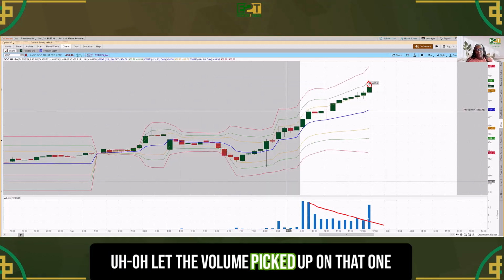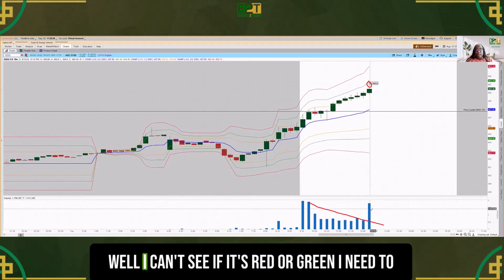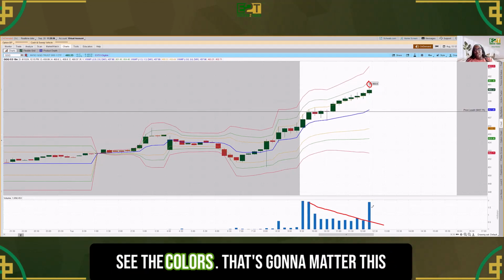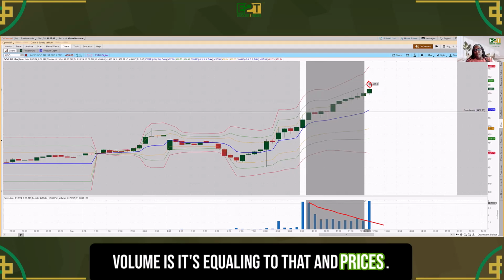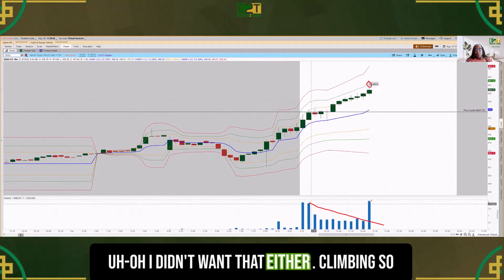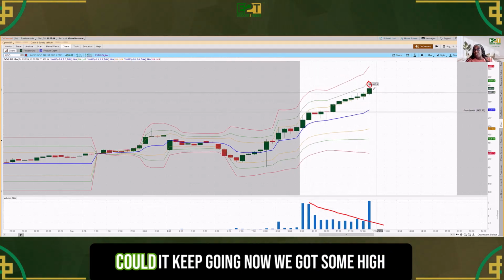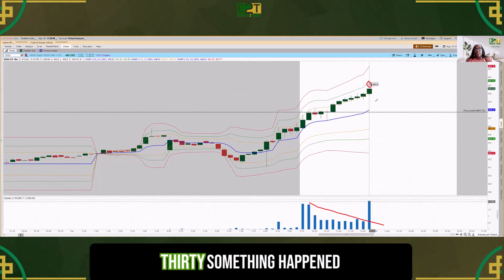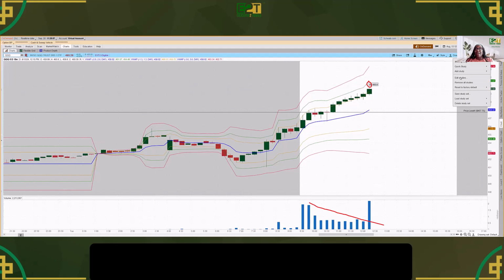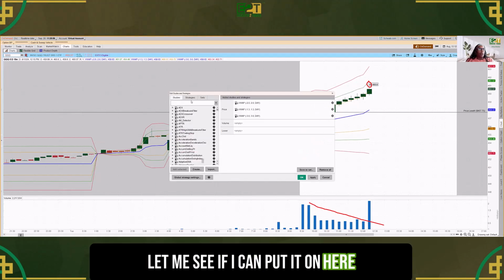Uh-oh, look, the volume picked up on that one. But I can't see if it's red or green. I need to see the colors. That's going to matter. But this volume is equaling that, and price is, uh-oh, I didn't want that either, climbing. So could it keep going now? We got some high volume. Something stepped in at 12:30. Something happened.